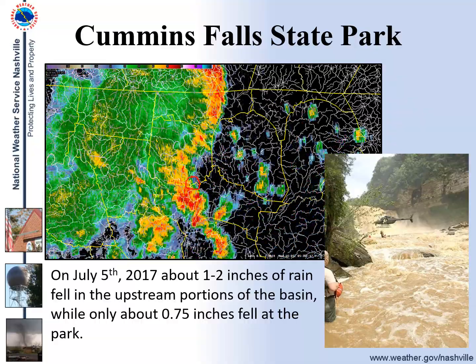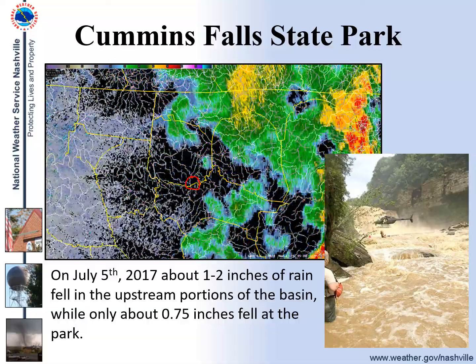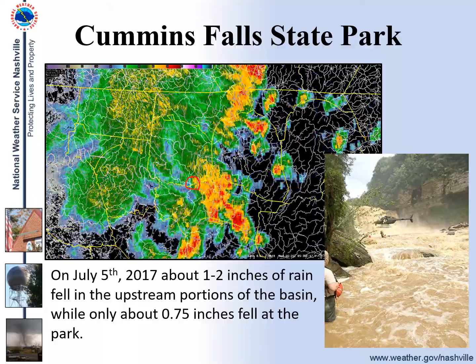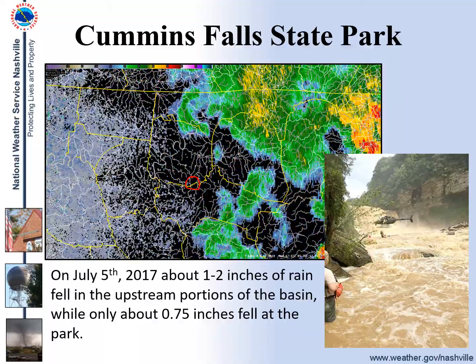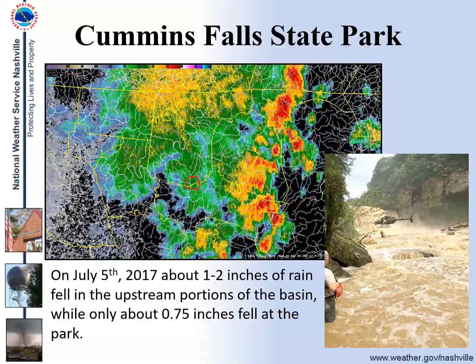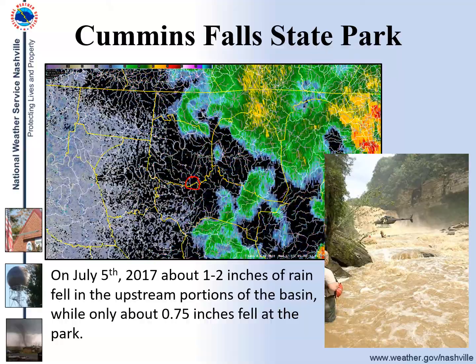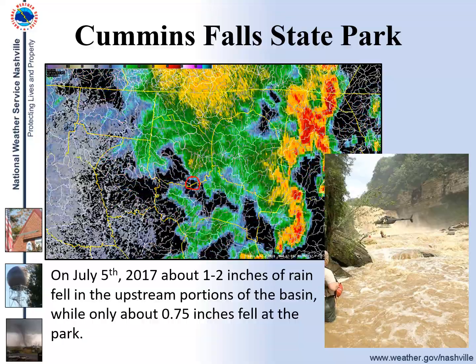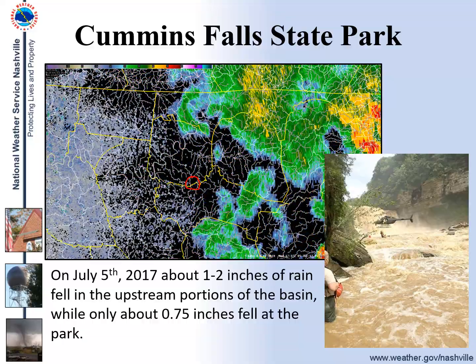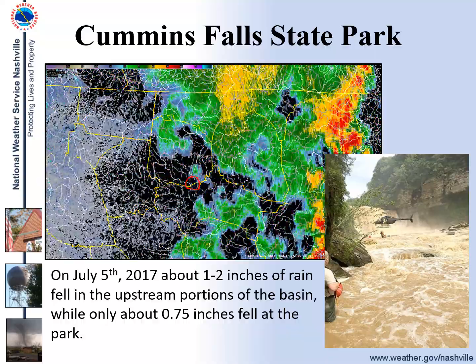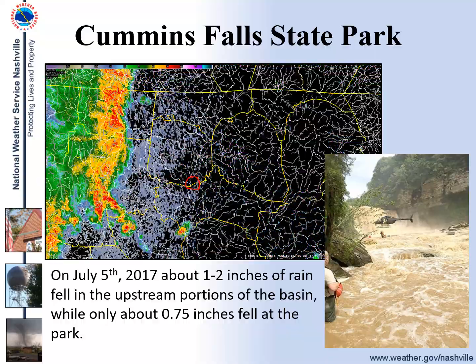But the peak rainfall rate in that basin was 5 inches per hour. And so the runoff from that quickly overwhelmed the people that were below the falls here swimming and hanging out on the rocks. And you can see in the picture the canyon walls are very steep, so there was really nowhere to go for safety, and many needed to be rescued. Just so happened that a helicopter pilot was nearby and helped save some of those people.